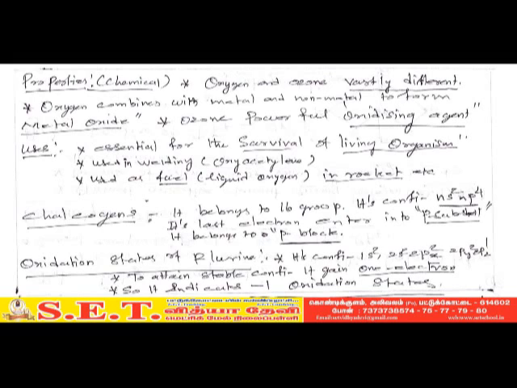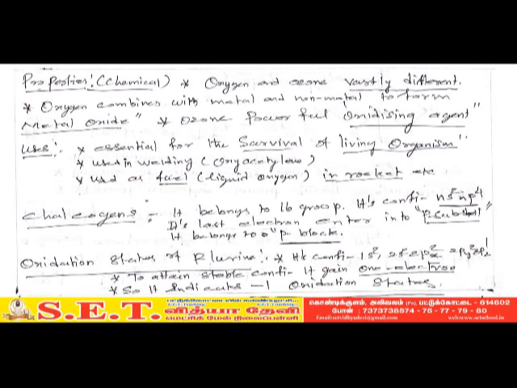These questions may be asked. The uses of oxygen is frequently asked. Next one, chalcogen. It belongs to the 16th group. Its general configuration is ns2 np4. Its last electron entered into the p subshell. It belongs to p block elements. It may be asked in a 3 mark question and also a book back question. You have to write that it belongs to the 16th group, last electron entered into the p subshell, and it belongs to p block elements.